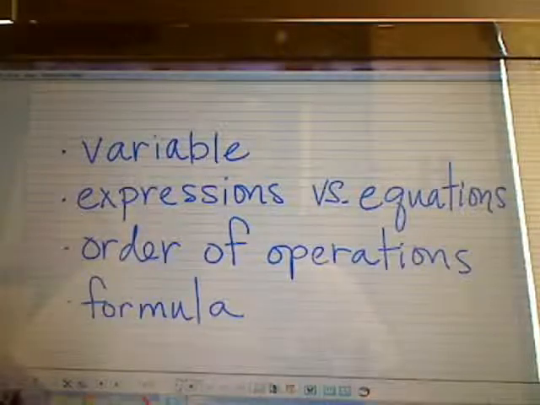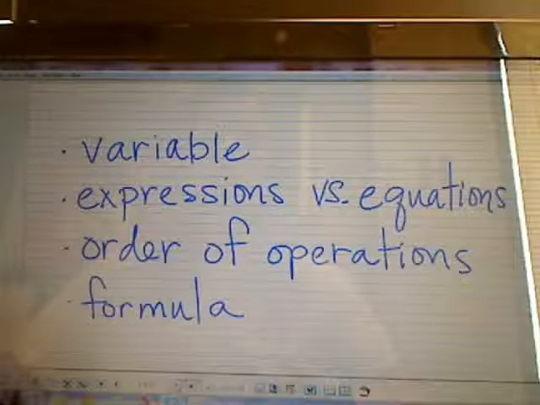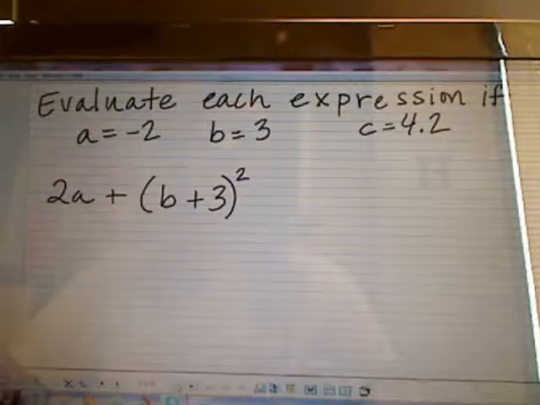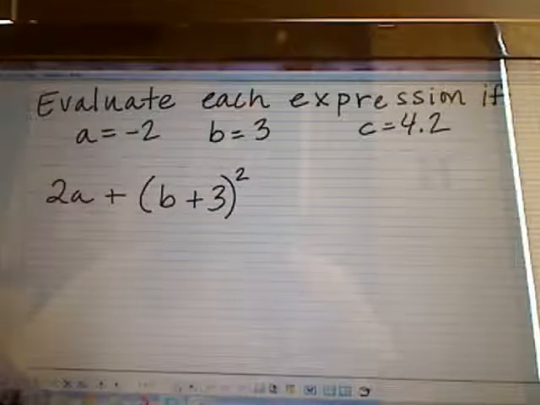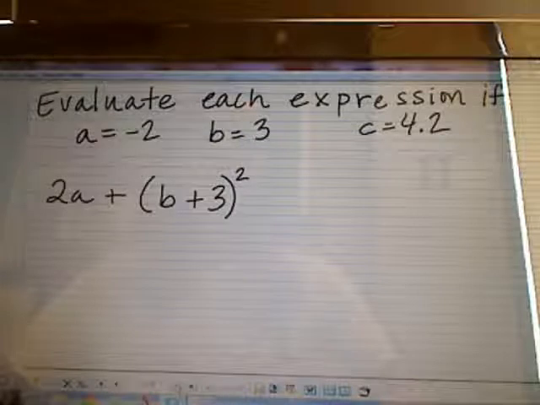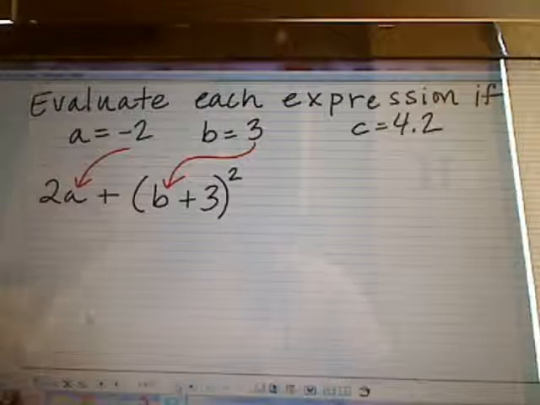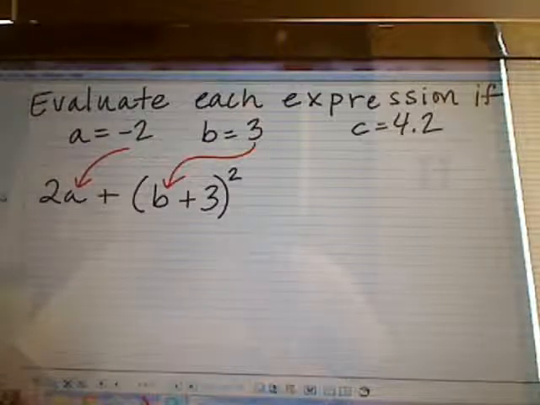We're going to contrast expressions and equations. We're going to go back through the order of operations, and then we're going to get to formulas at the end of the section. So here's the first thing that we're going to do. Evaluate each expression if A is equal to -2, B equals 3, and C equals 4.2. In this first expression, we do not have C. And you can see that we're going to substitute into A and into B. We're not going to use C for the very first one.